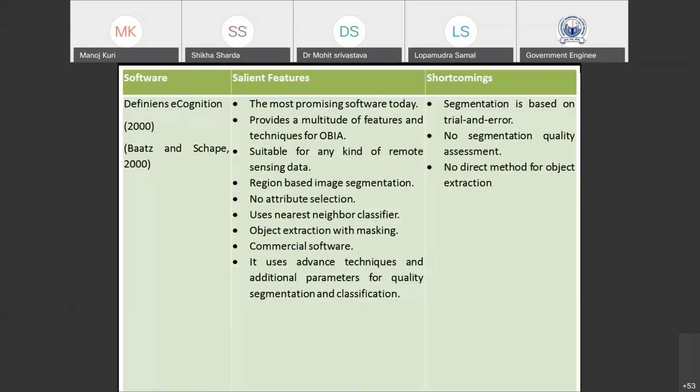In that technique, attribute selection is used only in a few parts. In the latest software, attribute selection is somehow used. But attribute selection, as well as classification assessment and image segmentation quality assessment, are still under research. So the Definiens eCognition software is widely used by researchers, and our focus is on OBIA based on eCognition, or Definiens eCognition software.